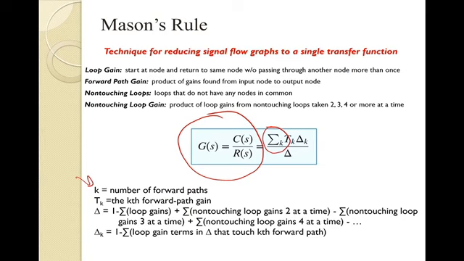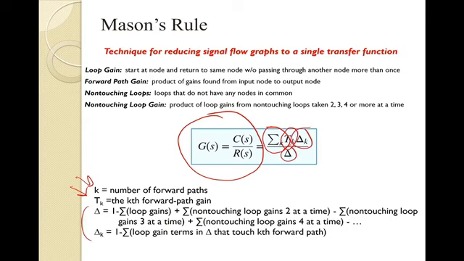And again, a forward path goes from an input node to an output node. So that's going to be K. T of k, the second term here, is going to be the kth forward path gain. So again, best explained with an example. Then I have a delta k and a delta, as you see here.